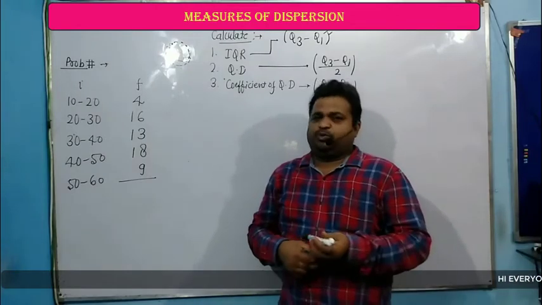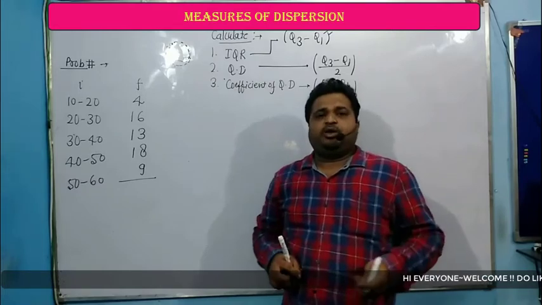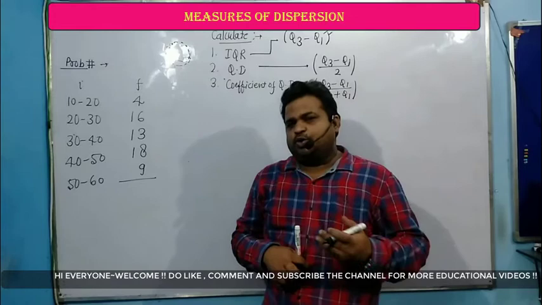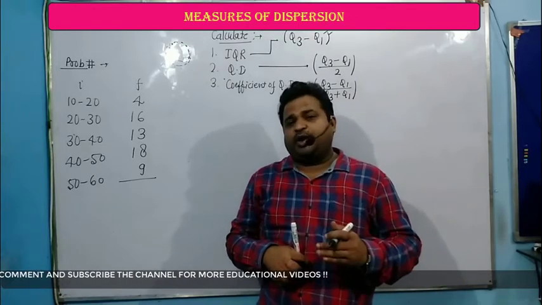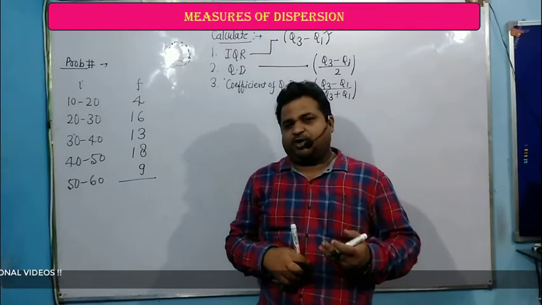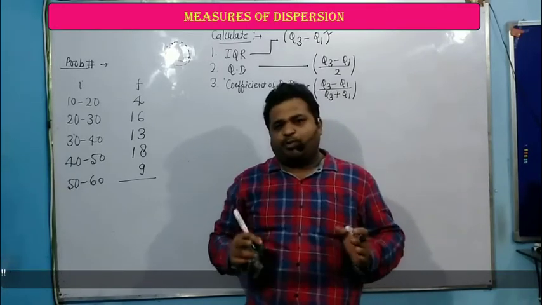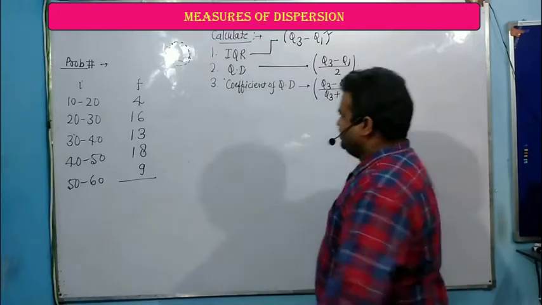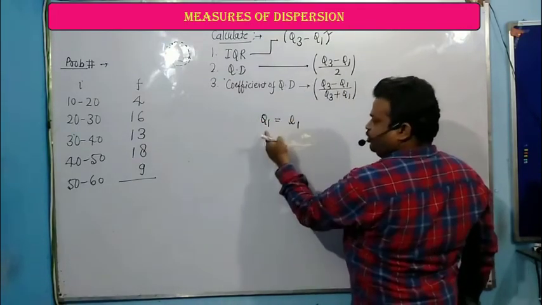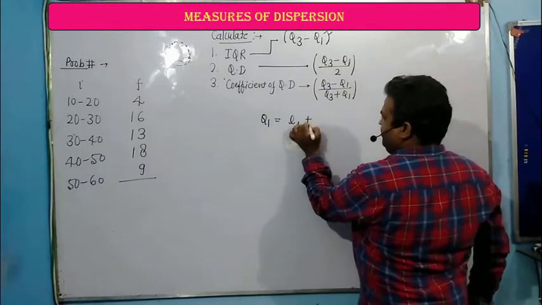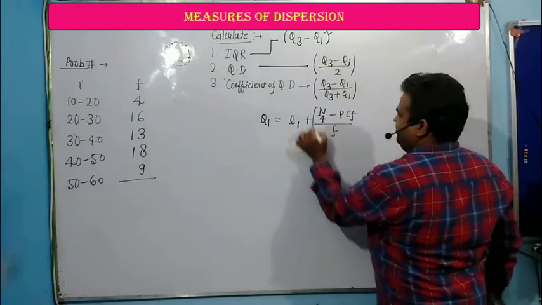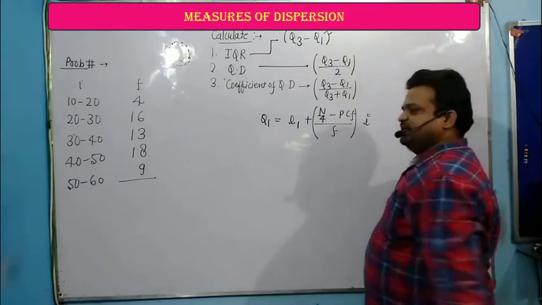So first, what do you think which parameter is required? You all know, first you need to calculate the Q1 and Q3 values. Q1 is the lower quartile and Q3 is the upper quartile. So one should know the formula of Q1 and Q3. First I am writing here the formula of Q1. The lower quartile value is equal to L1 plus n by 4 minus previous cumulative frequency, divided by frequency, into class interval.